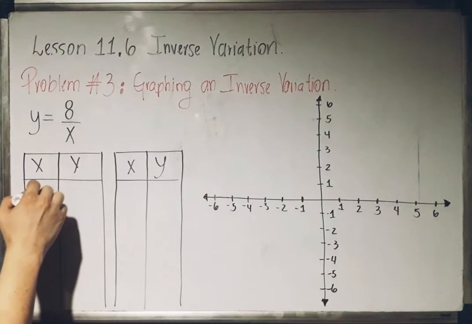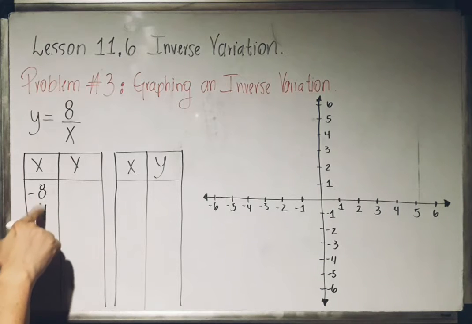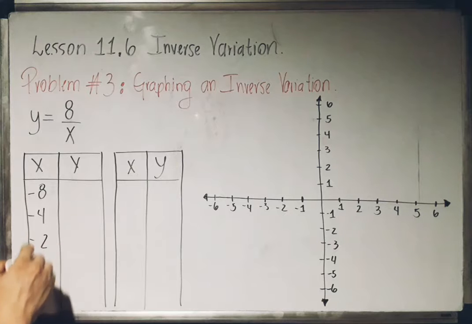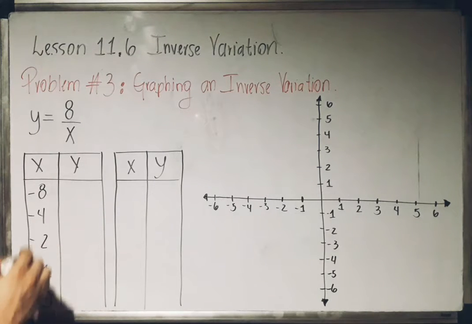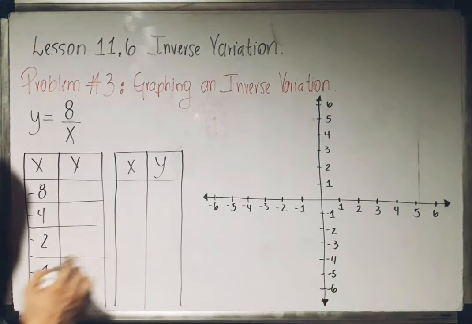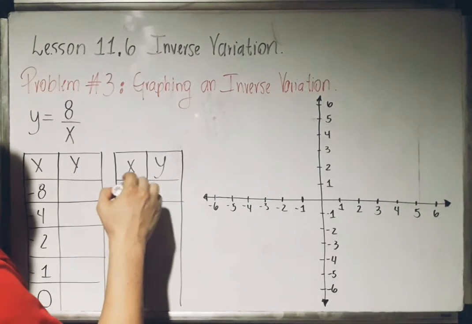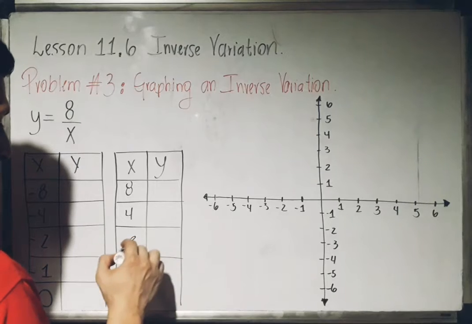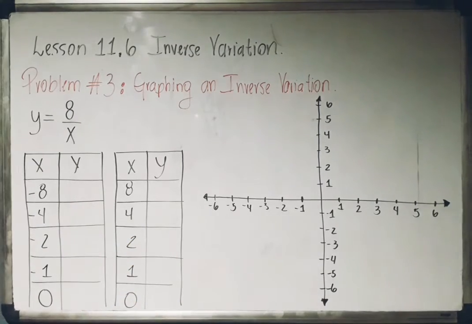I'm going to put numbers that I know I can divide into 8. I'm going to use, for example, negative 8, negative 4, negative 2, and also negative 1 and 0, because you need to see what happens when you use 0. Then I'm going to use those values also on the other side, just positive: 8, 4, 2, 1, and 0.